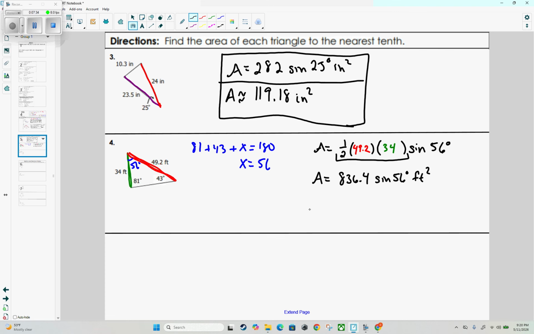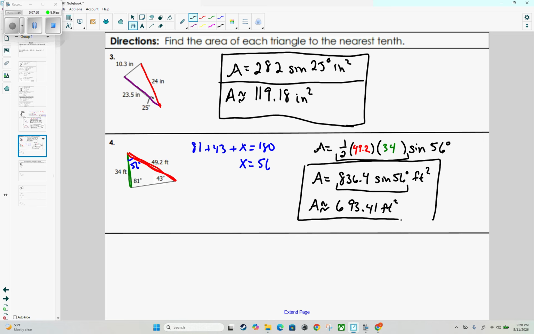And then the approximation is me actually plugging this now all into the calculator, including the sine, and I get 693.41 feet. So I don't always have to have the height of a triangle in order to find the area. We can always resort to trig to help us out. So there's my exact answer, and there's my approximation.